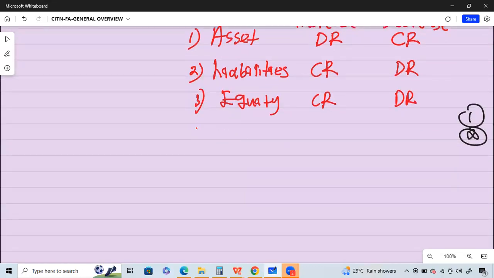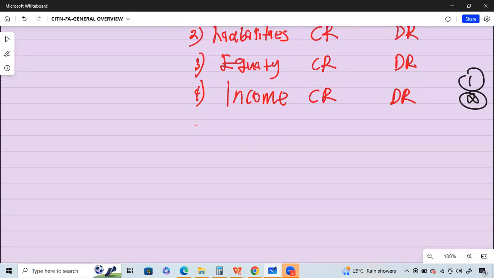Now, number four, we have income. Same thing is applicable. If you want to increase an income account, it's credit. If you want to reduce it, it's this. Then the last one is expenses. If you want to increase the expenses account, what you do is debit. And if you want to reduce it, it's this.